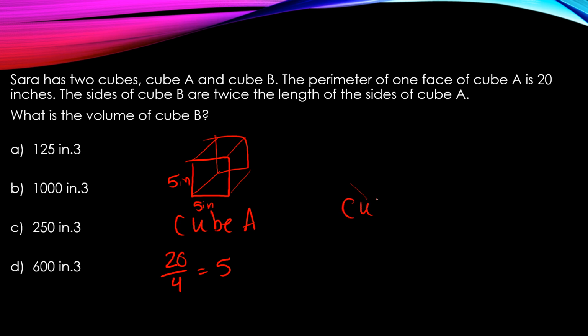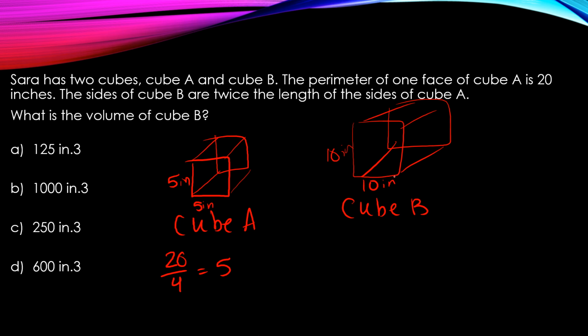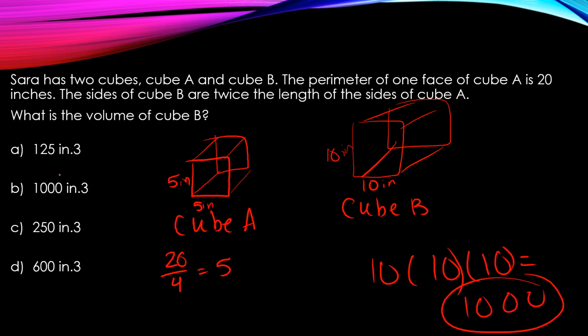And for cube B, since it is 2 times as big, if one side here is 5, that means this will be 10, right? 5 times 2 will give me 10. And so then I want to find out what the volume is. So I'm going to do 10 times 10 times 10, and that will give me 1,000. So the volume of the second cube, cube B, is going to be 1,000 inches cubed.